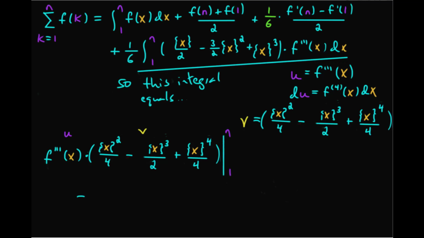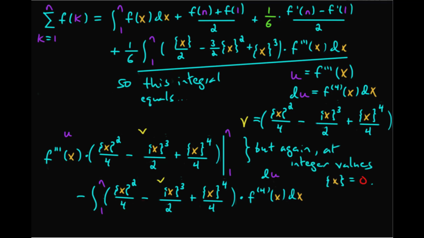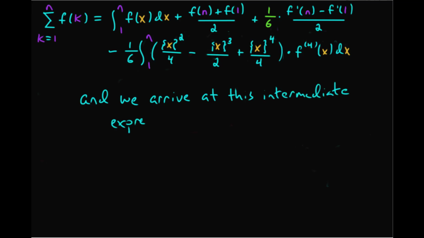evaluated from 1 to n, minus the integral from 1 to n of v times du, which is the fourth derivative of f of x dx. But once again, because v only contains terms in the fractional part of x, at the integer values the fractional part of x equals 0, so v equals 0, and that term cancels out. And so we reach this intermediate expression where we find that the integral is equivalent to negative 1/6 times the integral from 1 to n of, open parenthesis, fractional part of x squared over 4 minus fractional part of x cubed over 2 plus fractional part of x to the fourth over 4, close parenthesis, times the fourth derivative of f of x dx.